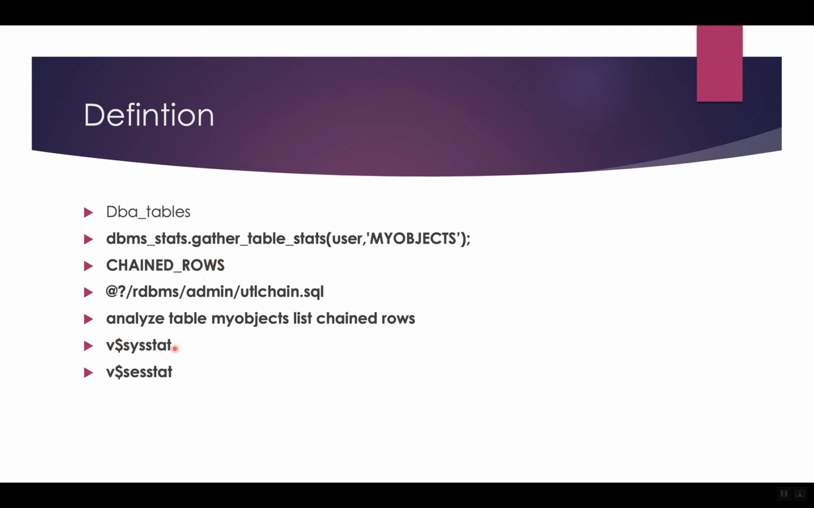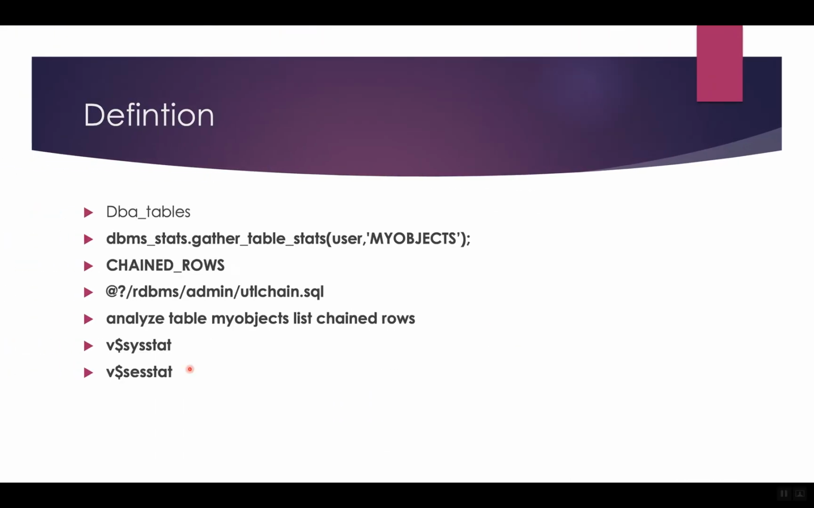V$ views are for collecting the system stats, and this one is for the session stats. So what are chained rows? These are rows which are updated, and while updating, they can no longer fit into the same block because the PCTFREE on that particular block is not adequate. The row has to be migrated to another block in continuation. That particular phenomenon is called chained rows.